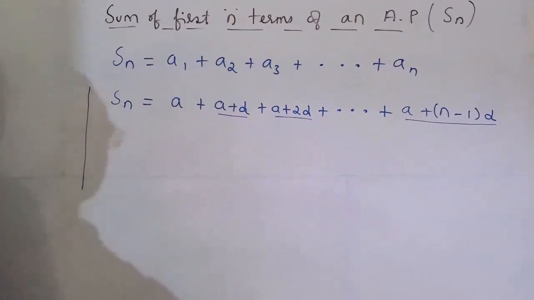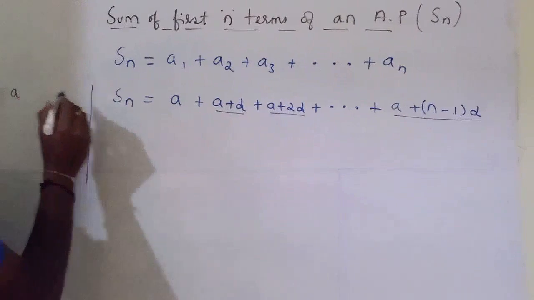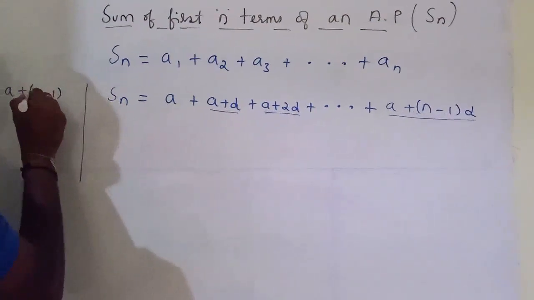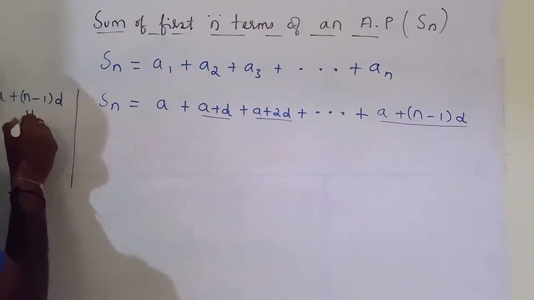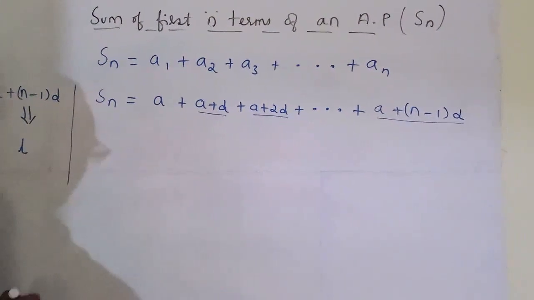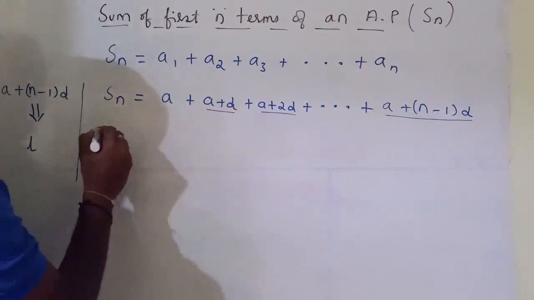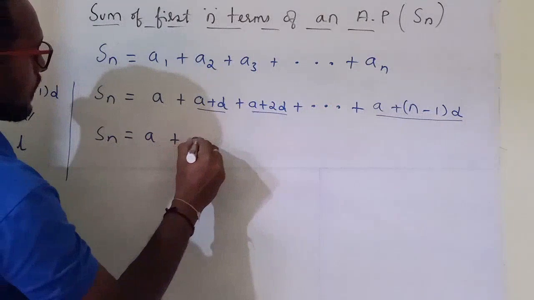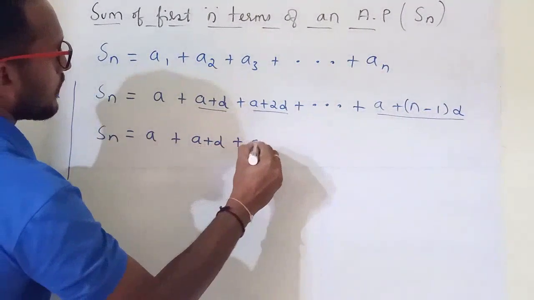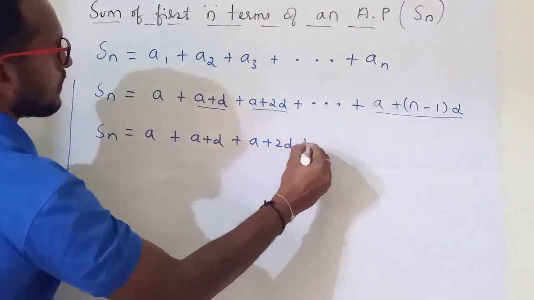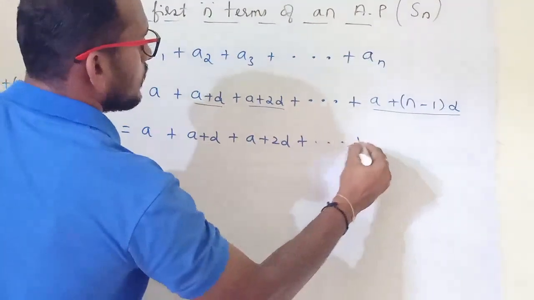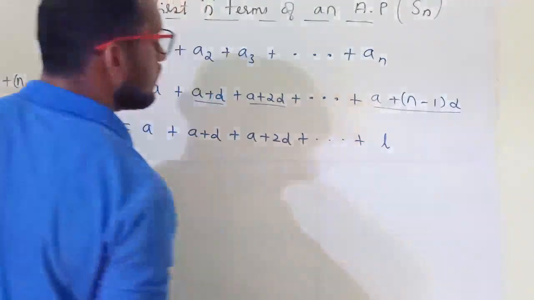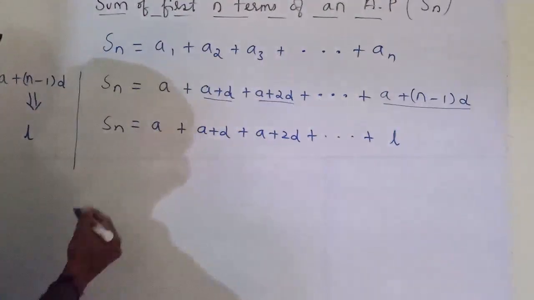Now for my reference, An is the last term, A plus n minus 1 into D, which I'll assume as L. Now I'll replace this expression with L. Sn is equal to A plus (A plus D) plus (A plus 2D) plus etc. up to A plus n minus 1 into D; instead of that, I'm writing L. I'll still modify.